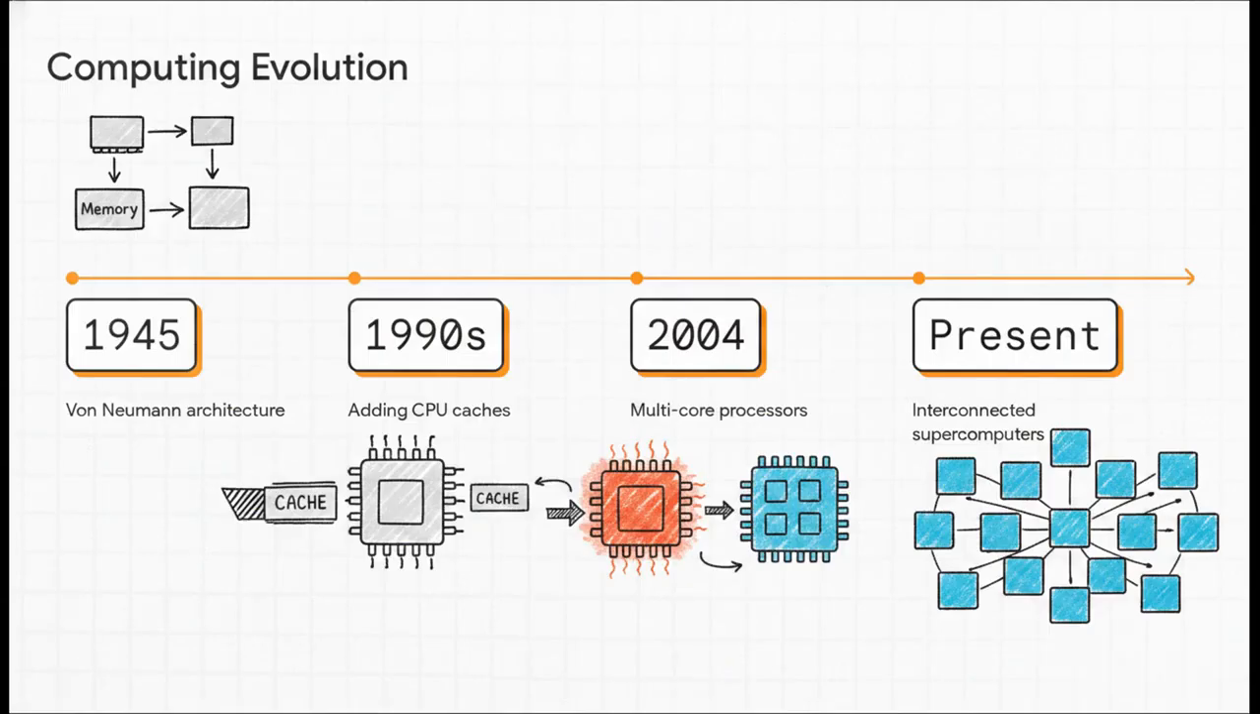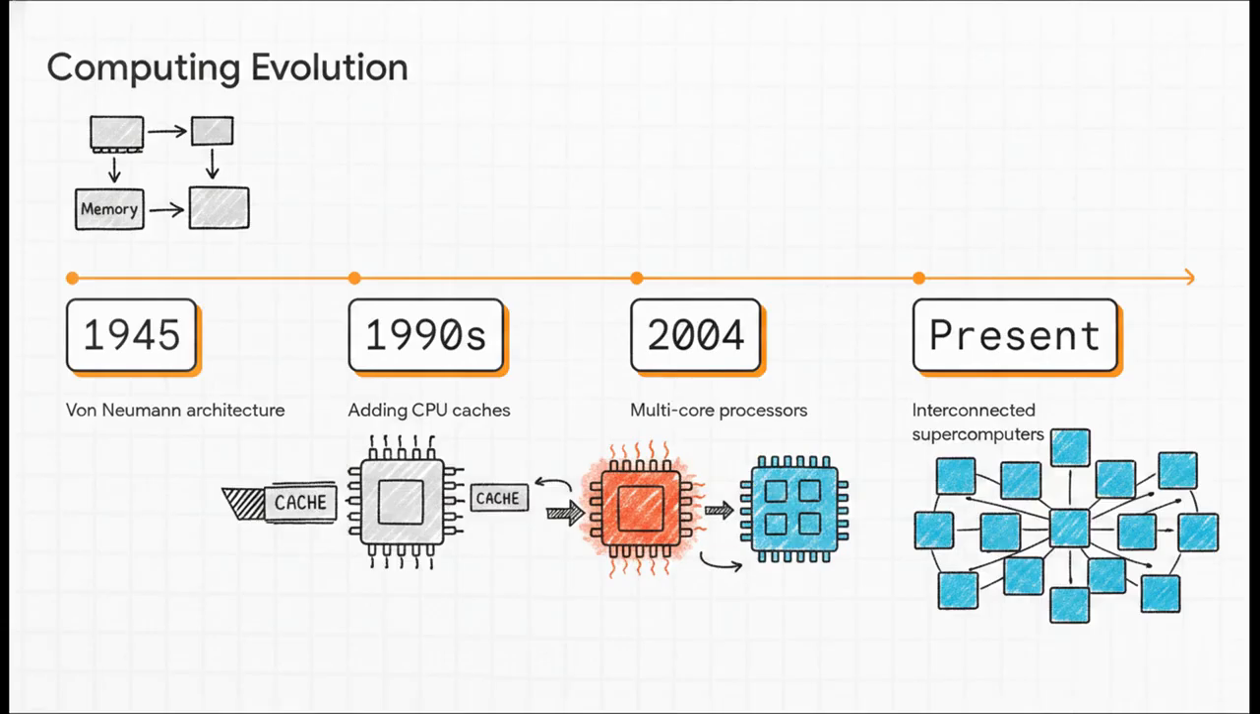So let's take a quick look at how we even got here. Way back in 1945, John von Neumann laid down the computing architecture that we basically still use today, separating the processor from the memory. Fast forward to the 1990s, and we had a problem. Processors were just sitting around waiting way too long for data to show up from memory. It was a massive bottleneck. So engineers fixed this by slapping high-speed CPU caches right onto the chips themselves. Problem solved, right? Well, not quite.